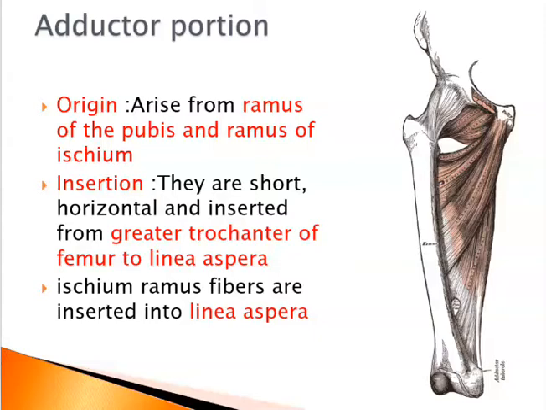And for the insertion, you can see that it is attached from the level of the greater trochanter along the linea aspera. The insertion of the ramus of pubis is a little above, whereas the ischium rami insertion will be continuing along the linea aspera of the femur. So the adductor portion takes origin from the ramus of pubis and ischium, and the insertion is all along the linea aspera of the femur.